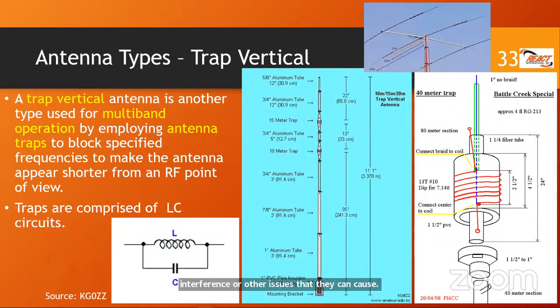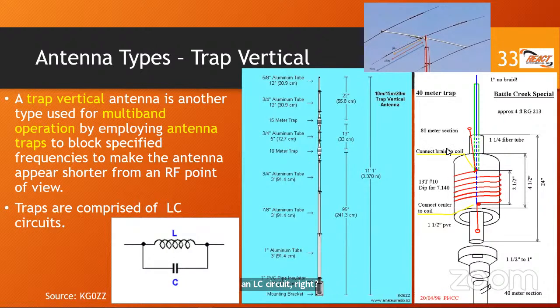Okay, so we are now at the concept of what is a trap, and we'll talk about different types of trap antennas. A trap essentially is a tuned circuit. If we look here, we have a coil and a capacitor. Where did we see that before? Right, a tuned circuit is an LC circuit. So let's think of a trap as a tuned circuit like this, or an LC circuit.